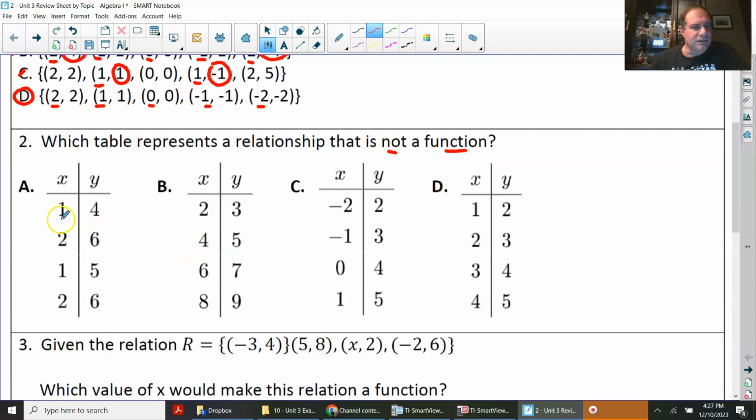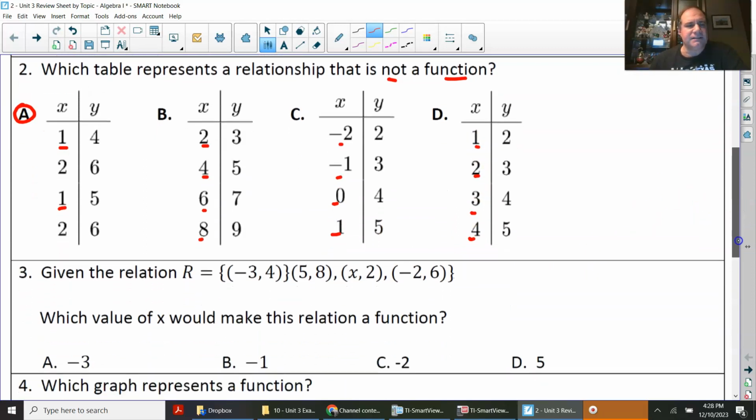Not a function. So this is not a function. The x's repeat and go to a different y. 1 can't go to 4 and 5 at the same time. This is a function. The x's don't repeat at all. This is a function. The x's don't repeat. Not looking at the y's for B, C, or D.